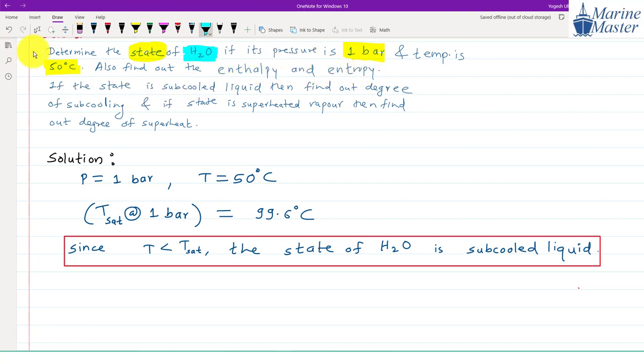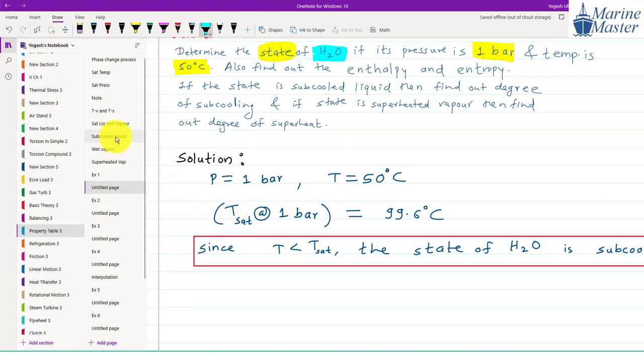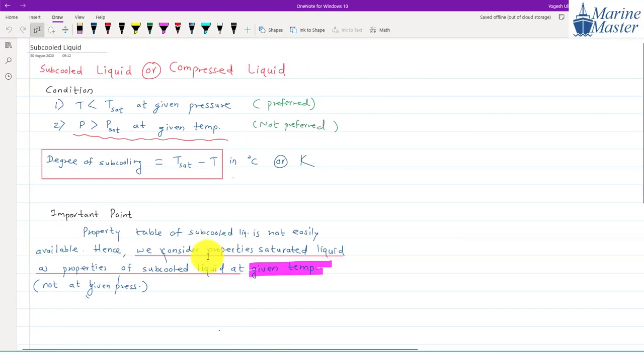Now if you remember our discussion, for subcooled liquid I have given you a note. The property table of subcooled liquid is not easily available. Hence we consider the properties of saturated liquid as the properties of subcooled liquid at a given temperature. Just one minute, I will give you one important point here.